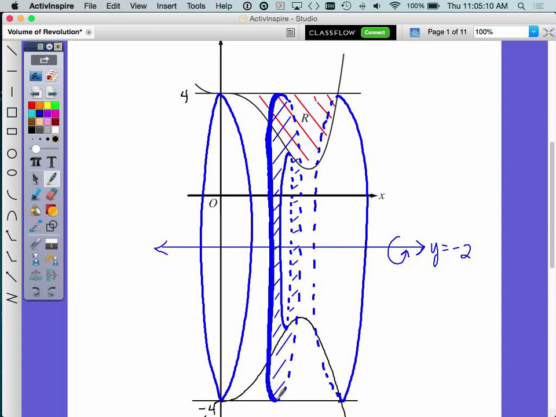And I can sort of imagine this coming out of the board. Likewise, the inside part, going to need a little bit of thickness. And I can imagine this now coming out of the board at me. And now we can see our washer. All right. So now we're ready to start solving the problem.